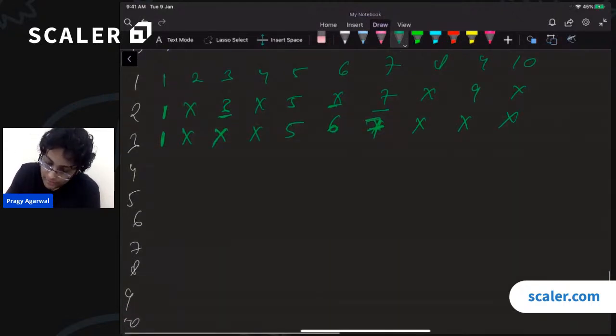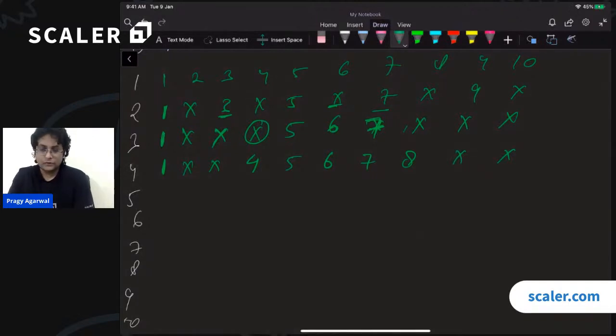So in the fourth step, we will keep 1. We will not touch this. We will not touch this. This was closed, so we will open it. We will not touch this. This was closed, so we will open it. We will not touch this, and we will not touch this. And so on and so forth.